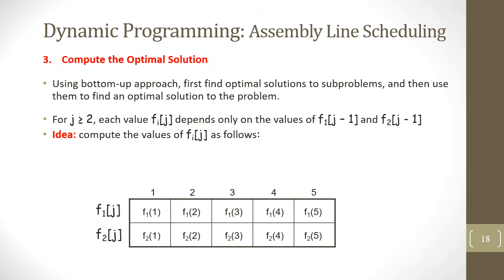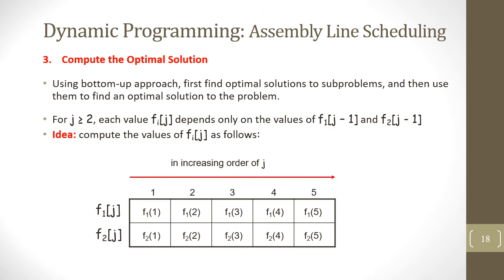Once we have defined the value of the optimal solution, we can compute the optimal solution using the bottom-up approach. We first find optimal solutions to subproblems and then use them to find an optimal solution to the problem. For j greater than 2, each value of Fij depends only on values of F1 of j minus 1 and F2 of j minus 1. So the idea is to compute the value of Fij as follows.